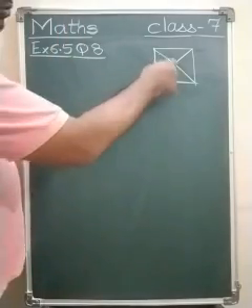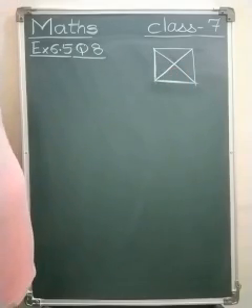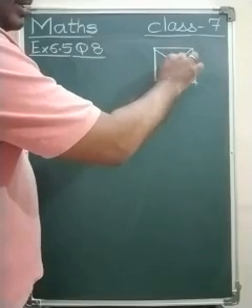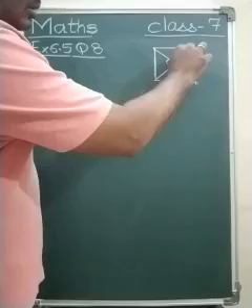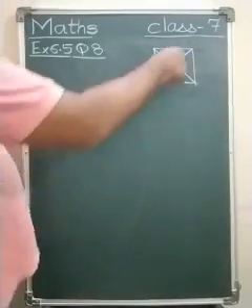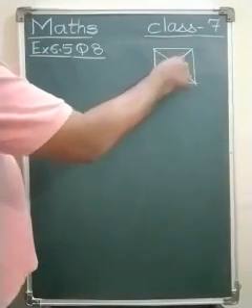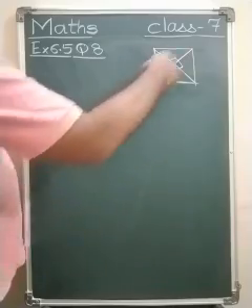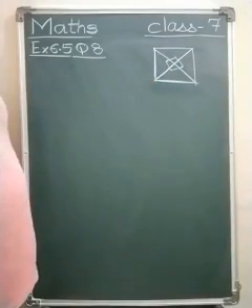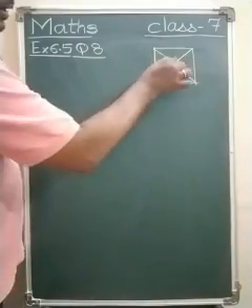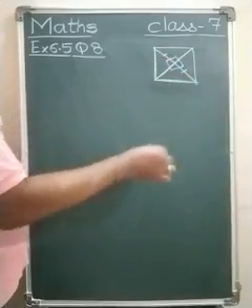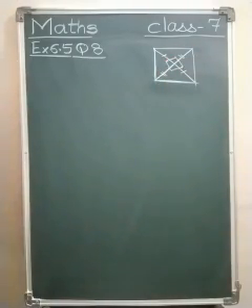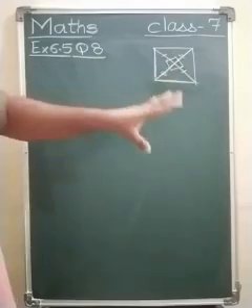So the diagonals of rhombus are perpendicular to each other. That means a 90-degree angle is formed where these two diagonals are meeting. Plus, they are bisectors of each other. Bisectors means if this and this, it would be equal, and this would be equal. Understood?